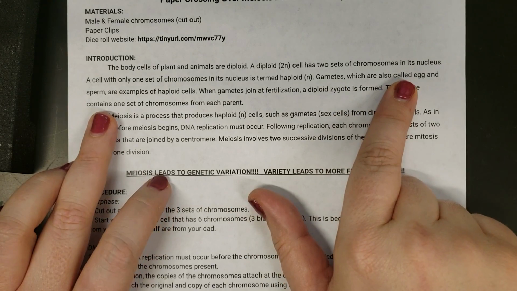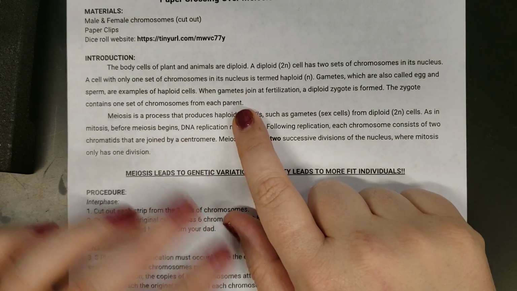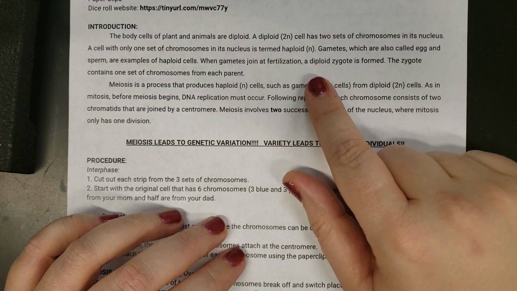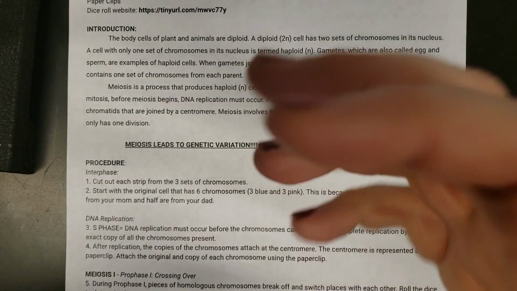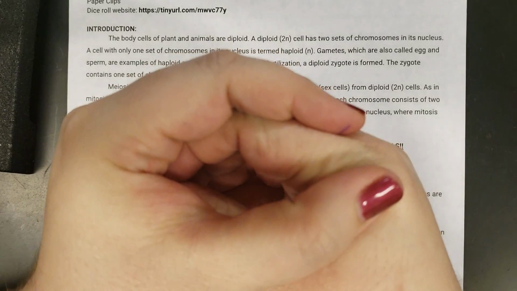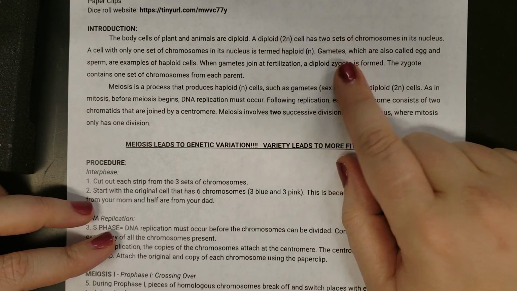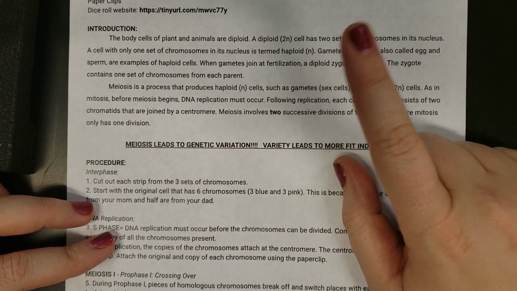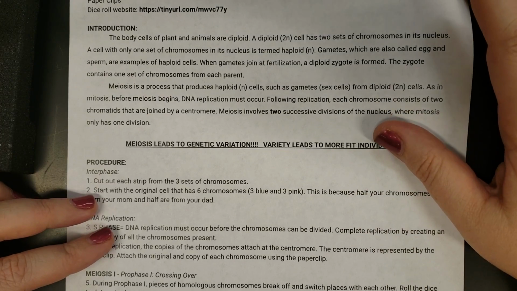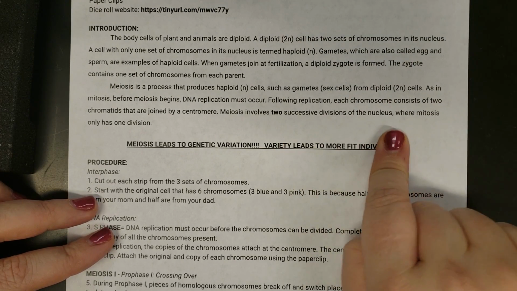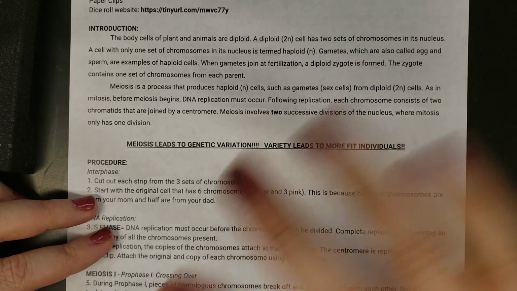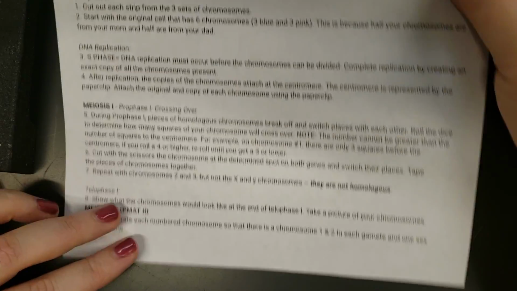Gametes, which are called egg and sperm, are haploid cells. When they join together at fertilization, they make a diploid cell. So you take half plus half, put them together, you get the 2, and that's when you are called a zygote, okay? So it's 2 successive divisions of the nucleus, and mitosis only has the 1.